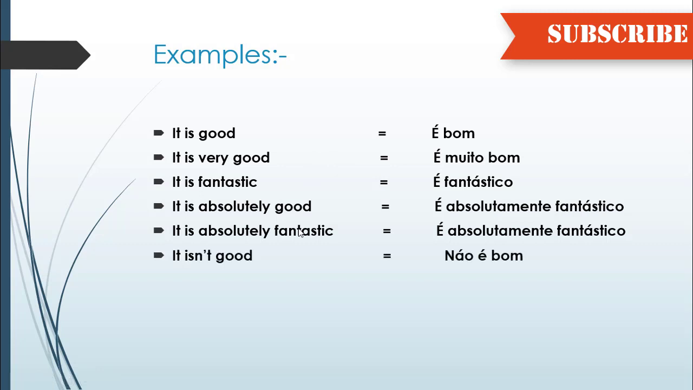Now the next example is "it isn't good." Isn't is não. When we use it isn't, it becomes não é bom. For example, it isn't very good, so não é muito bom. It isn't fantastic, não é fantástico. So I hope till now you understood whatever I have explained.